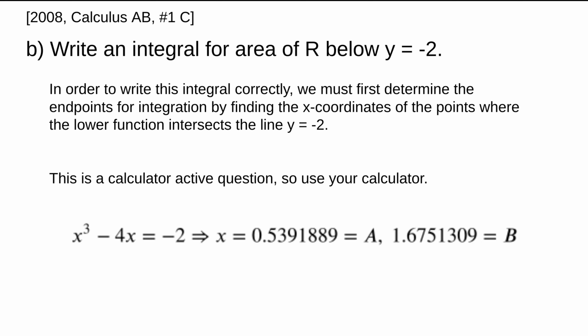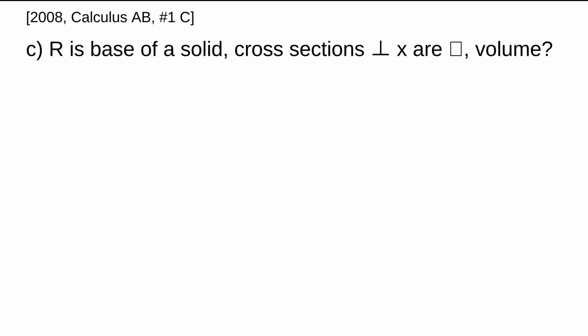And so the integral that would calculate the area of R that is below the line y equals -2 would be the integral from a to b of -2 minus the group x cubed minus 4x. And again, we do not need to evaluate this integral. We only need to write it.